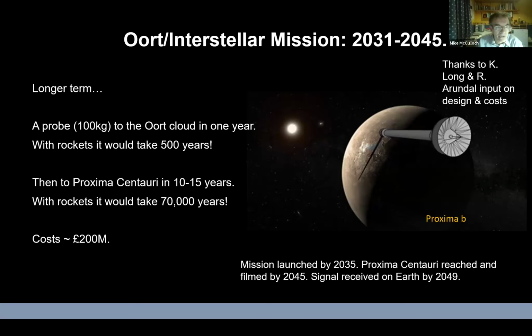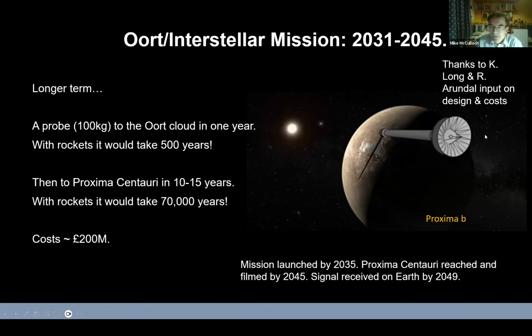For example, with this system, we could send a probe of 100 kilograms to the Oort cloud in 1 year. With rockets, it would take 500 years. And I also predict that we can get to Proxima Centauri in about 10 or 15 years. And with rockets, it would take 70,000 years.